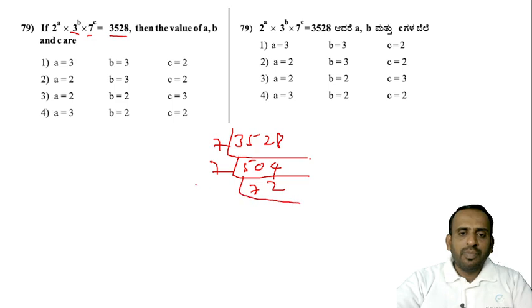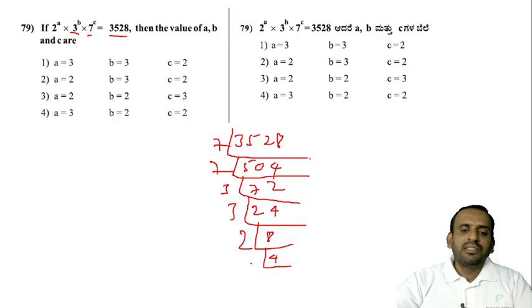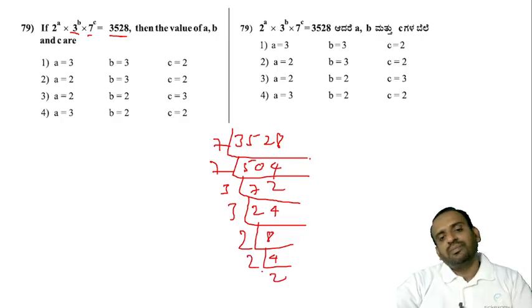3 2s are 6. So 3 4s are 12, 24. Again it will go. 3 8s are 24. So now it will not go by 3. I can try by 2. 2 4s are 8. Again 2 2s are 4.